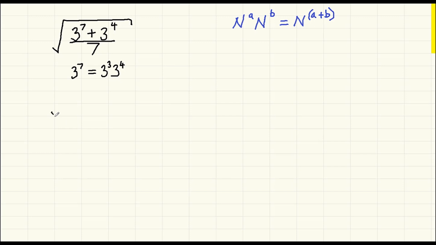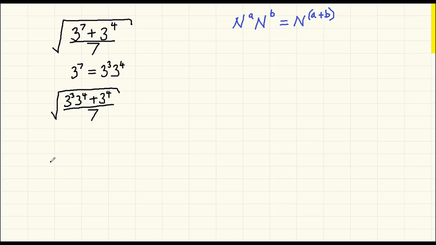If we do this, then we get 3 to the 3 times 3 to the 4 plus 3 to the 4, divided by 7. We're now able to pull 3 to the power of 4 out of both of these terms.